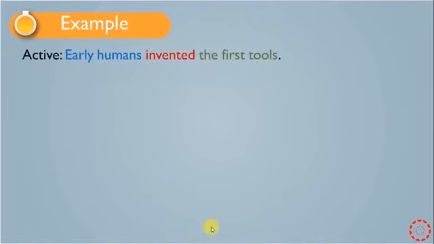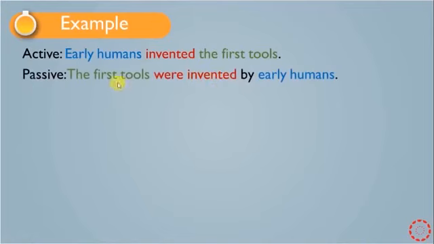We have some more examples. This is an active sentence: Early humans invented the first tools. Early humans is the subject, invented is the verb, and the first tools is the object. We write the first tools in passive voice at the beginning. We say the first tools were invented because it's plural. That's why we use were, and then we write the past participle of the verb invented. It remains the same because it's a regular verb. By early humans. The first tools were invented by early humans.